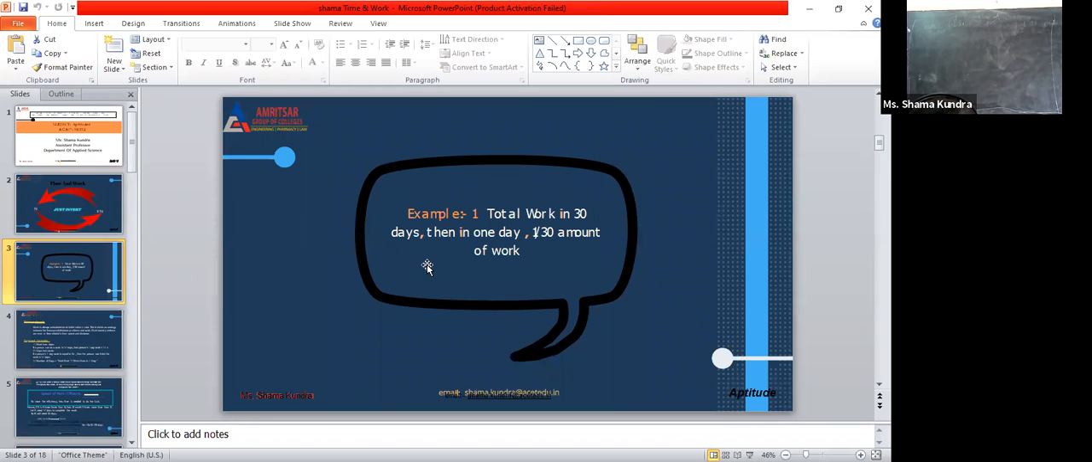So we can go from days to work and work to days by just inverting. If they have given total work done in so many days, and we want to know in one day how much work would be done, simply invert it. And if they have given one day's work, then to find the total number of days for finishing the work, simply invert it.